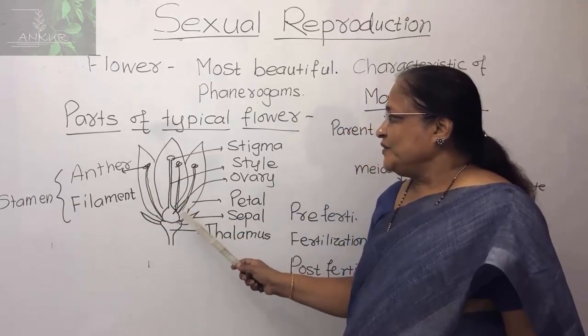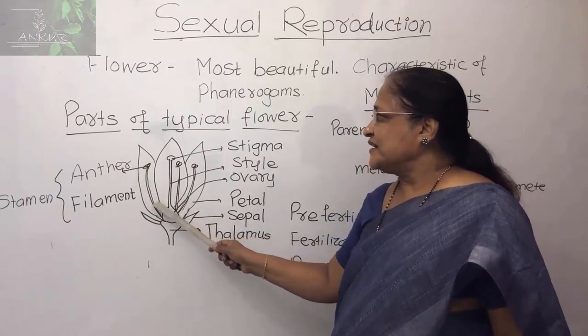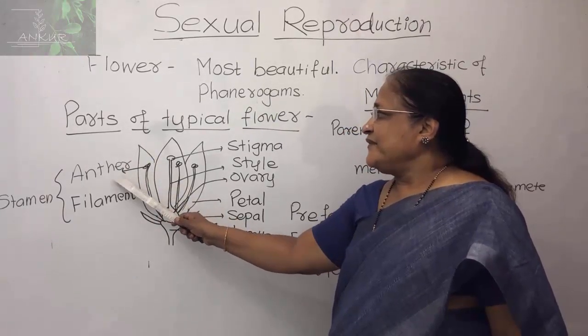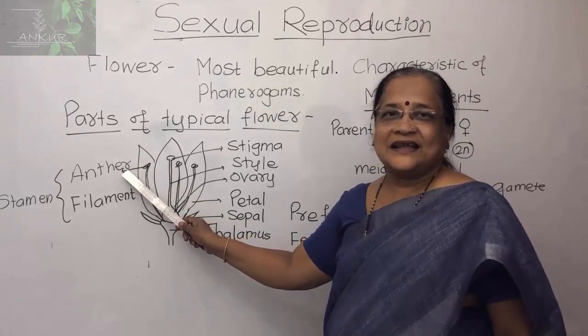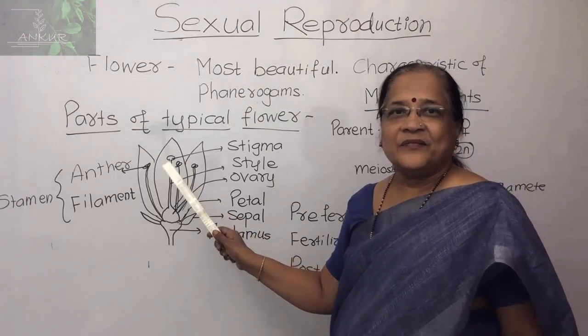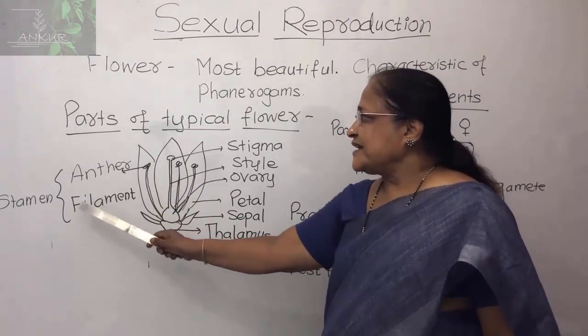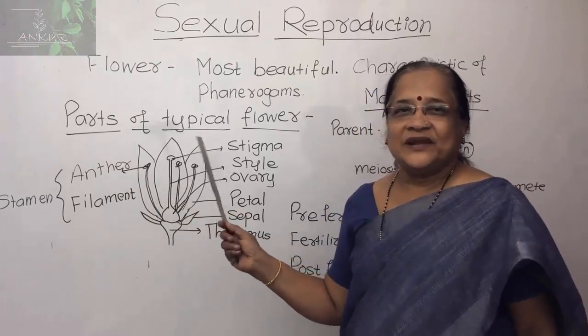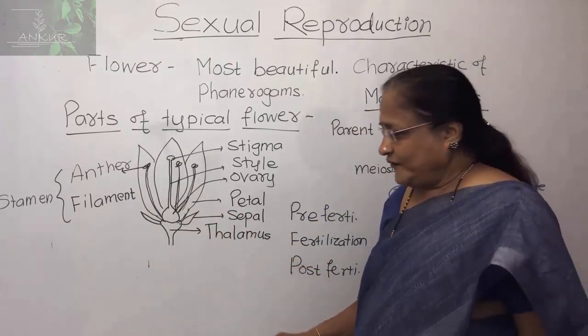This stamen includes a filament structure which is long, and at the tip it has an anther, and in this anther we get the pollen grains after maturity. So this stamen, including filament and anther, is the male reproductive part of the flower.